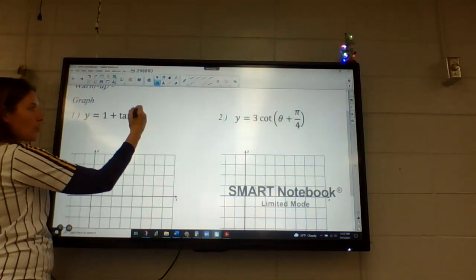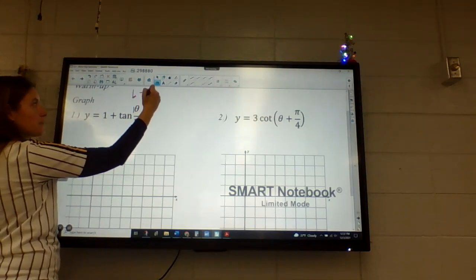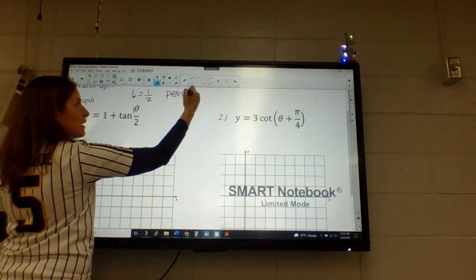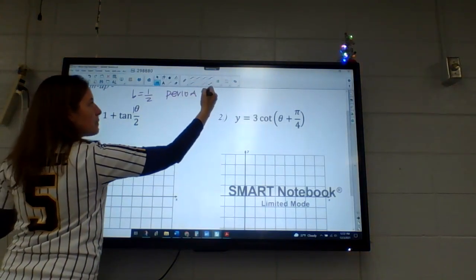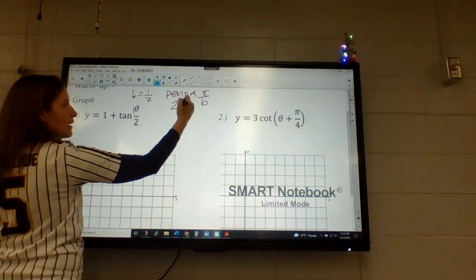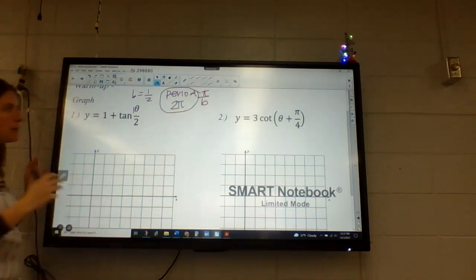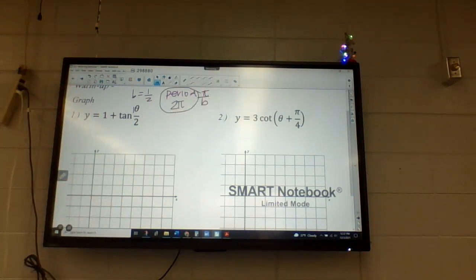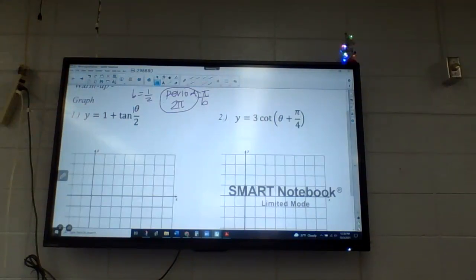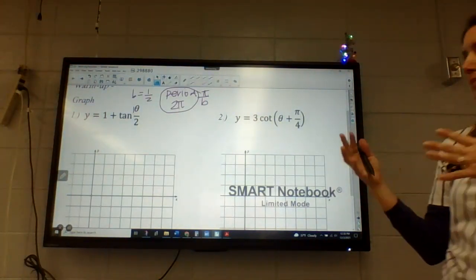So this is a 1/2 for our b. Then my period is pi divided by b. So pi divided by 1/2, so the period is 2 pi. The period is normally pi. Now it's 2 pi. So if the period has doubled, that makes the width of the graph double, but it also makes where the asymptotes are double.